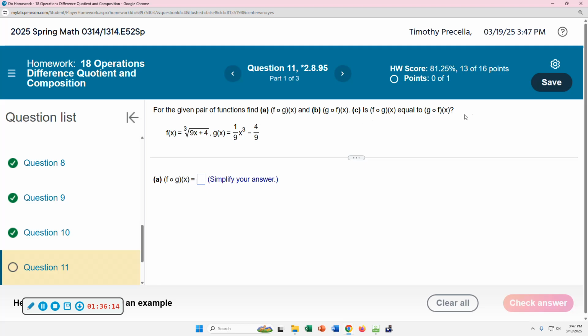Has the same instructions. Find f composed with g of x, find g composed with f of x, and then they ask that mysterious question: is f composed with g of x equal to g composed with f of x?